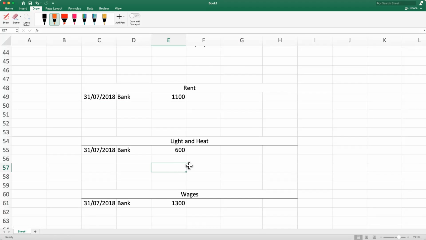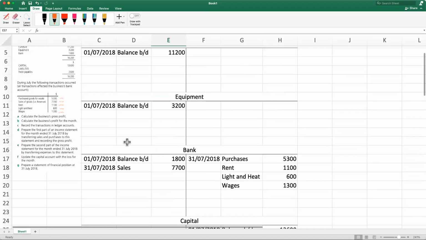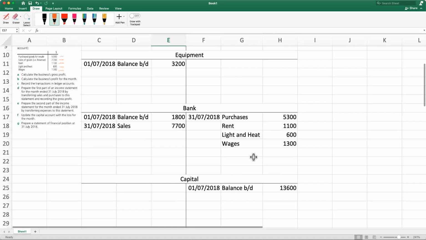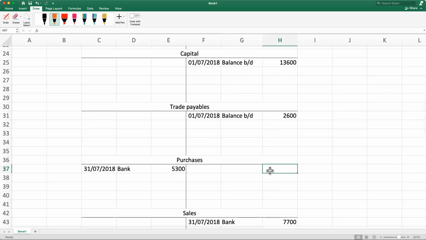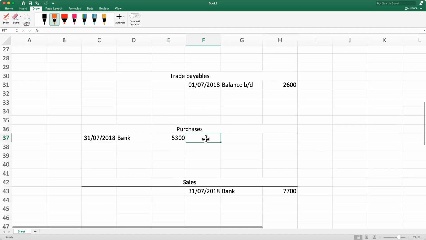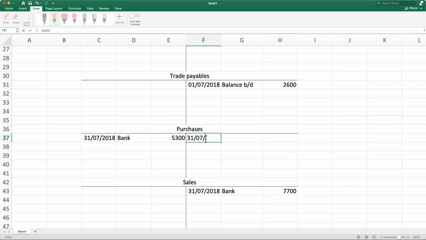So you've done recording all of this. Then what's happening after this would be to do the first part of your income statement. The first part of the income statement only requires your purchases and your sales. So I'm just going to write here on the last day as well, transferring to your income statement.